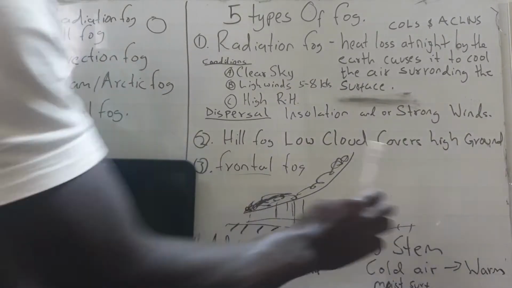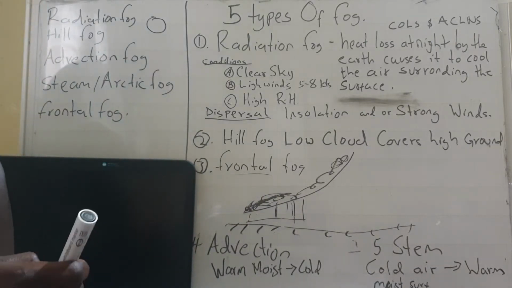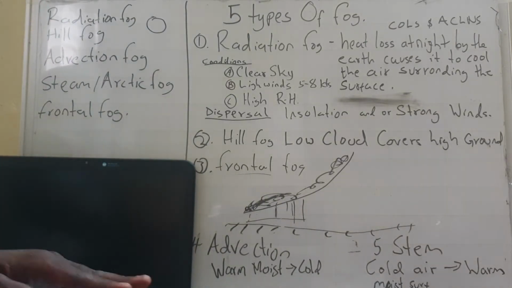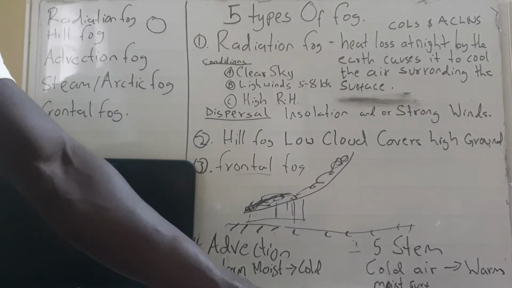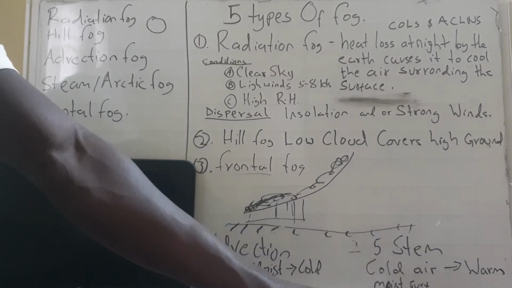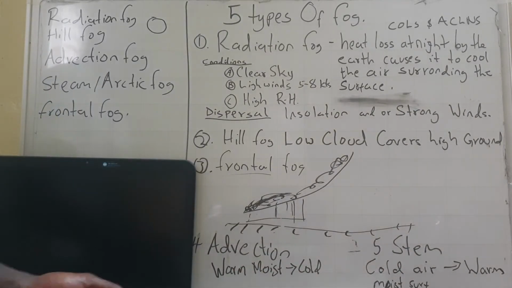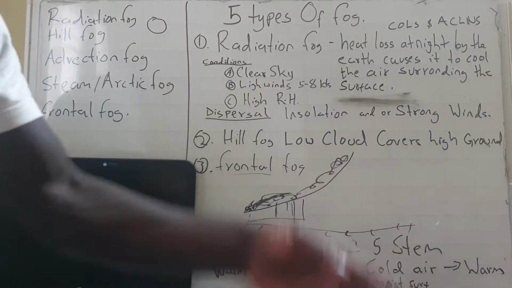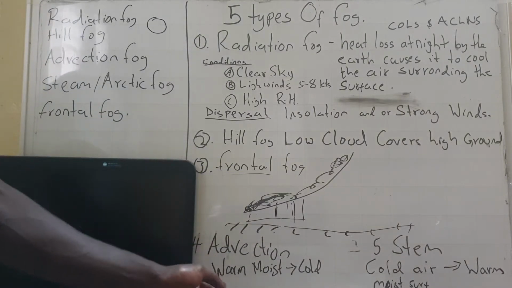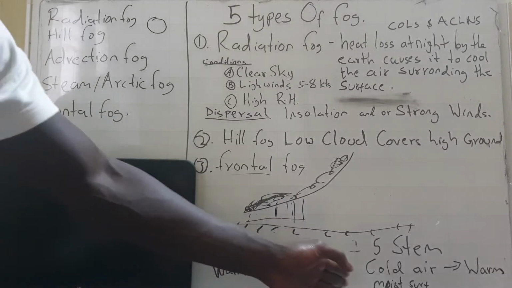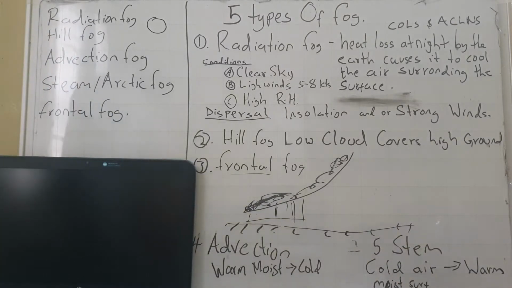And a steam fog or arctic fog is when a cold air mass goes to a warm moist surface. So it's sort of the opposite of this. If you know one, you pretty much know the other. So just know advection is the first one, you will start with A, and steam fog is the second one. So advection, you always start with warm to cold, and this one is cold air going to the warm moist surface.